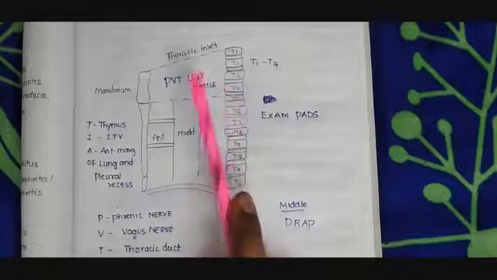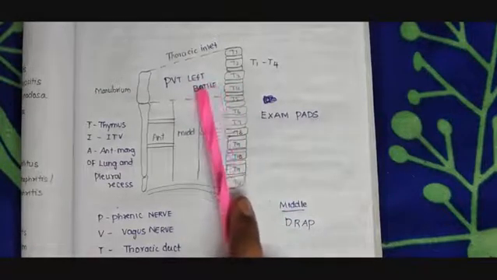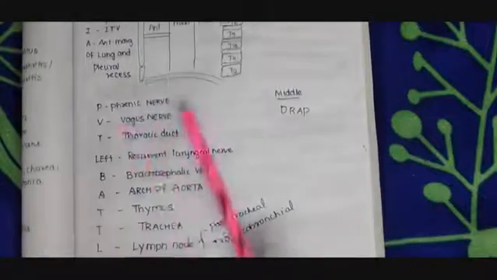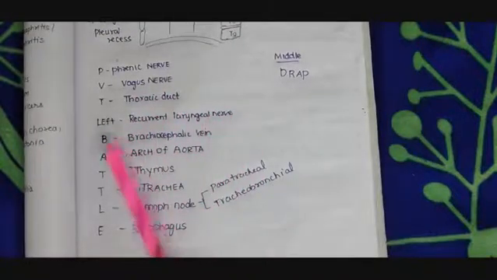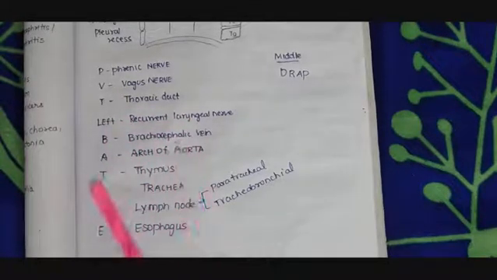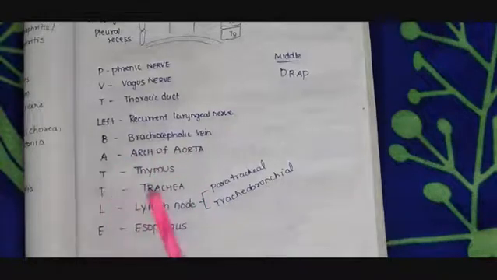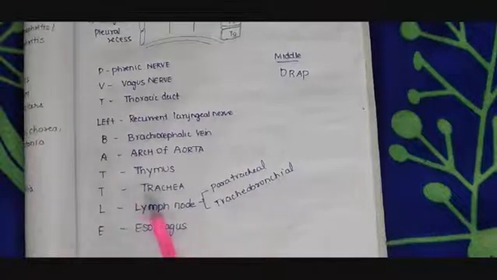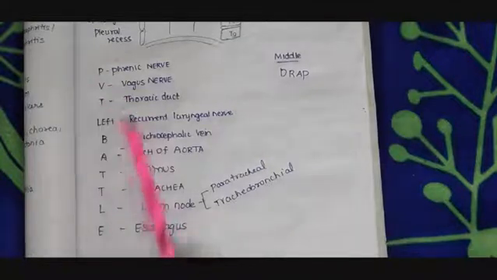In order to remember the content of the superior mediastinum, you have to remember the mnemonic PVT left battle. In that, P stands for phrenic nerve, V stands for vagus nerve, T stands for the thoracic duct, left stands for left recurrent laryngeal nerve, and in battle, B stands for brachiocephalic vein, A stands for arch of aorta and its branches, T stands for thymus gland, another T stands for trachea, L stands for lymph node, and to be specific, the paratracheal and tracheobronchial lymph node, and E stands for esophagus. So in order to remember the content of the superior mediastinum, you have to remember the mnemonic PVT left battle.